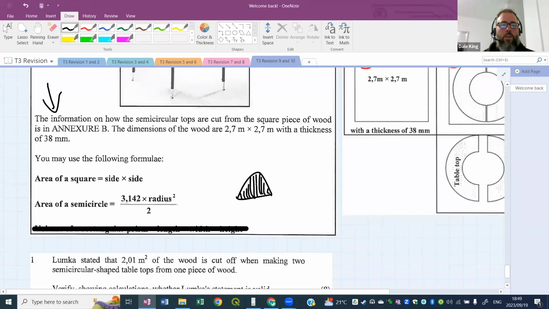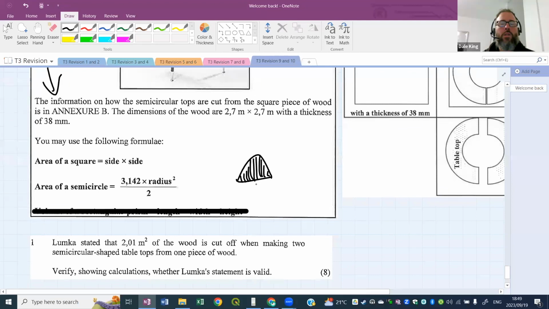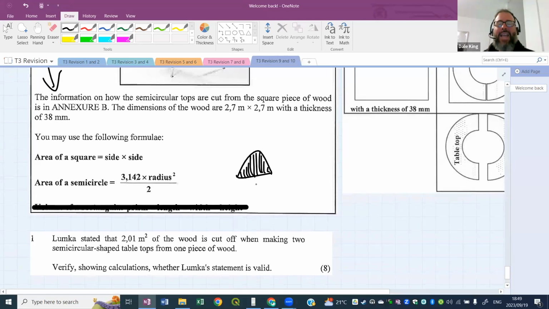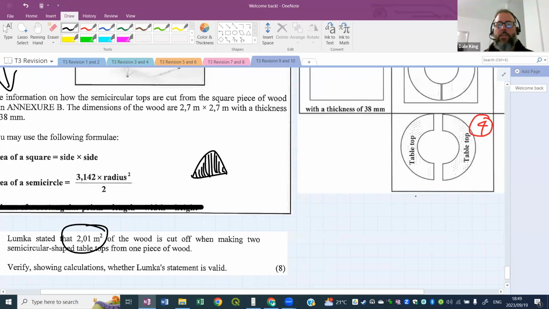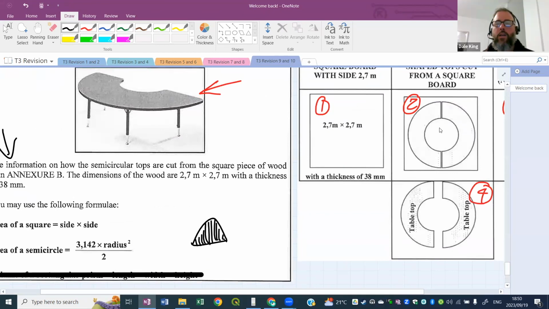Here's the question. Lumka stated that 2.01 meters squared of the wood is cut off when making 2 semicircular shaped tabletops from 1 piece of wood. Verify showing calculations whether the statement is valid. 8 marks. Let's read it again. He says that this amount of wood is cut off when making these shapes. So when you see this diagram here, look at step number 2. It's all this stuff on the outside. That wood there. That's what they're talking about, right?